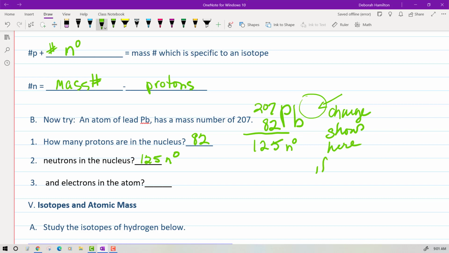If it's an ion, and we'll learn about ions in the next chapter. Okay. Electrons are the same as protons because it's neutral.